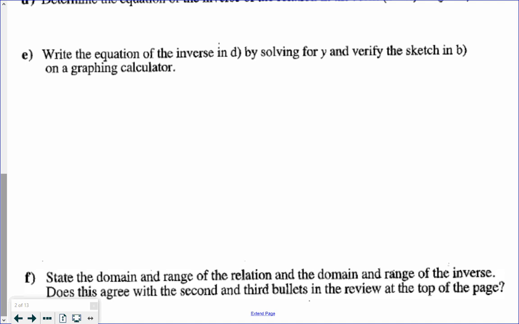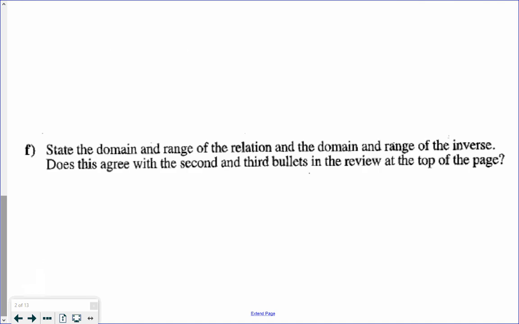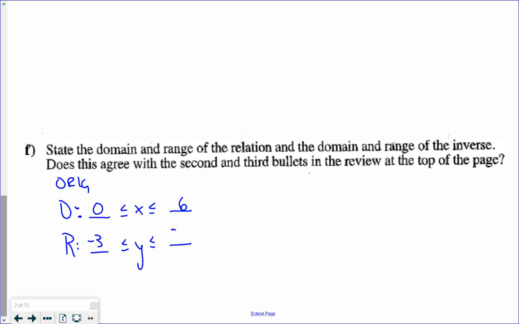Okay, so domain and range. If we look back at our original, the domain has a left side and a right side. The left x was 0, the right x was 6. The range, bottom and top. The bottom of the graph was at negative 3, the top of the graph was at positive 3.